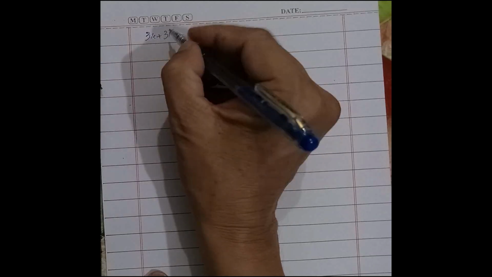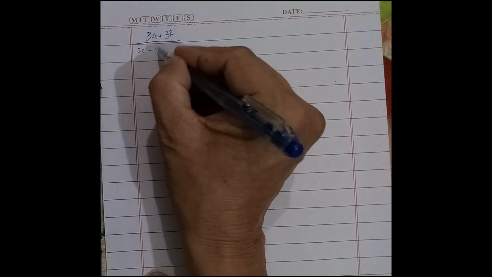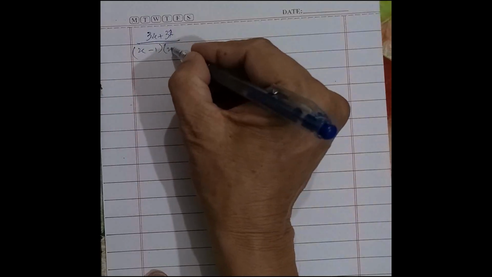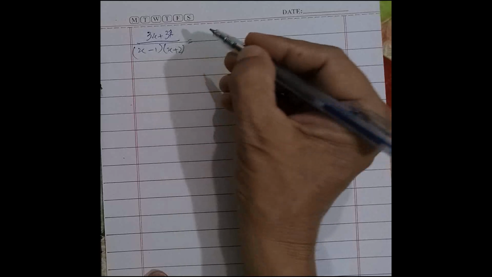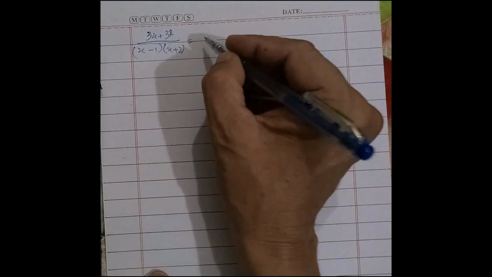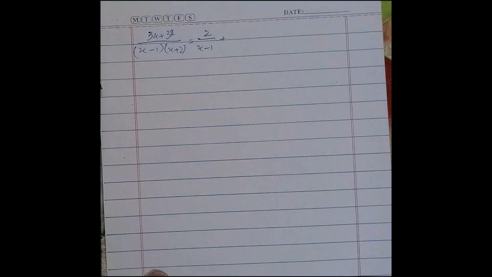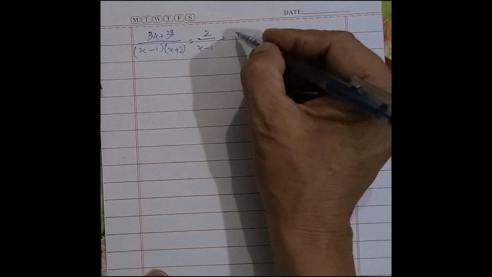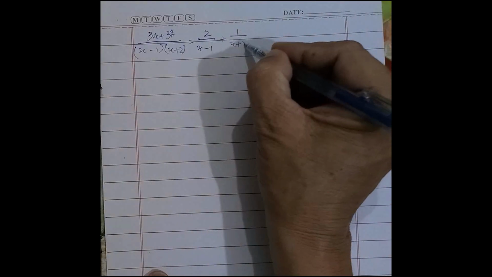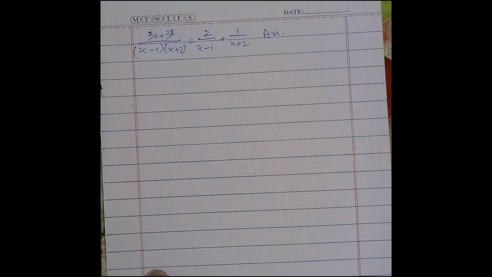3x plus 3 over x minus 1 into x plus 2 is equal to a over x minus 1, and the value of a is 2, so 2 over x minus 1, plus the value of b is 1, which is 1 over x plus 2, and it is the answer of question 5.